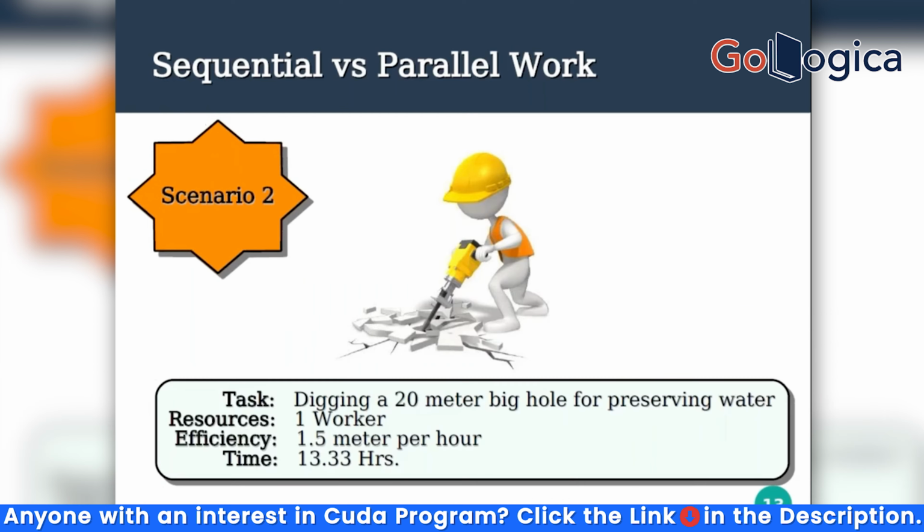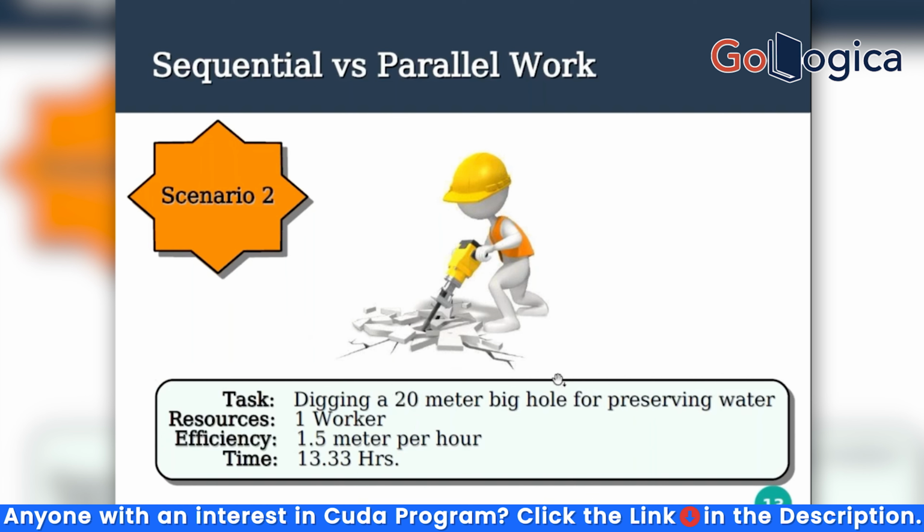So what can we conclude? If you improve or upgrade the resources, we can expect the performance to increase. From 1 meter per hour to 1.5 meters per hour, the entire duration of the task is reduced to 13.50 hours. So again, this is a real life scenario where we upgraded the resources.